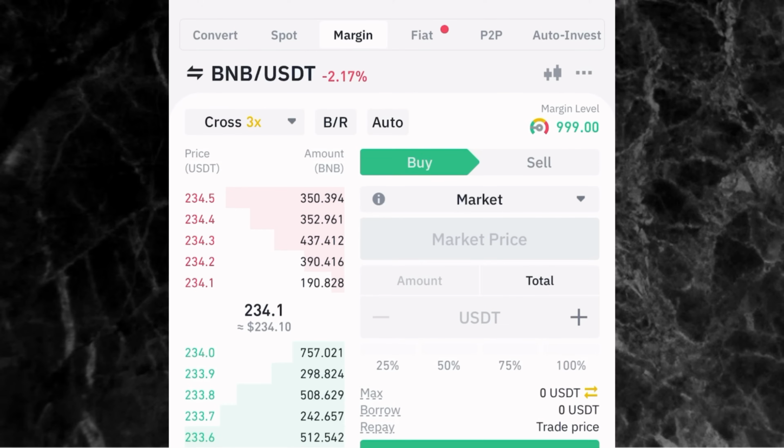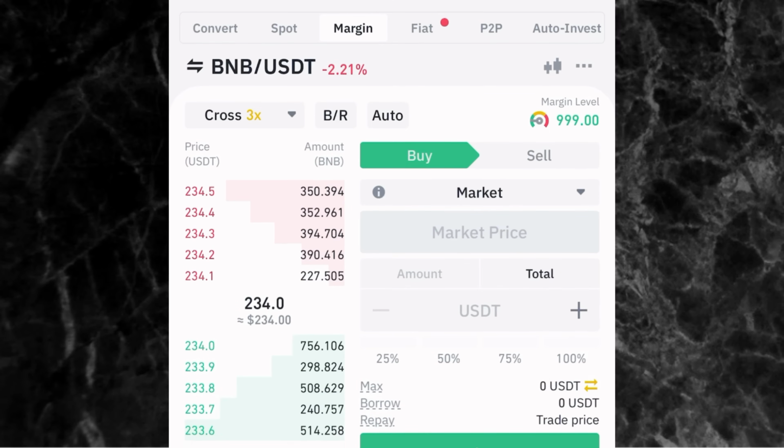Now on Binance we have different kinds of trading. We have spot trading, P2P trading, futures trading, options trading, margin trading, and so on. Now I already have videos on almost all of this kind of trading. I have videos on spot trading, I have videos on P2P trading, I have videos on futures trading.